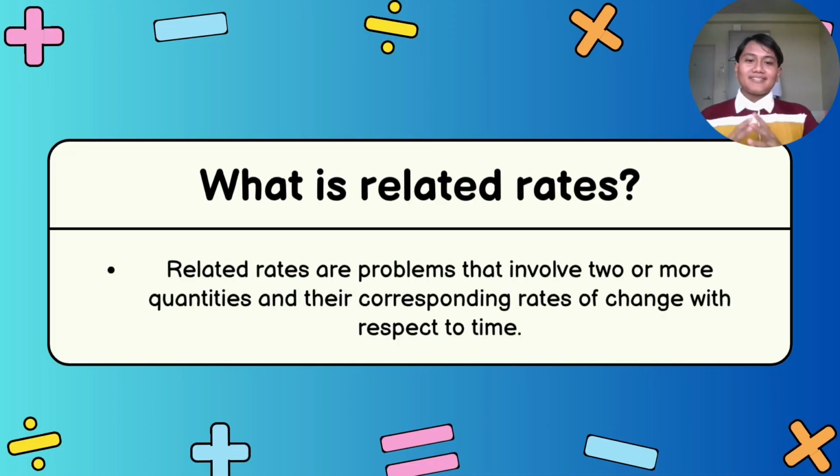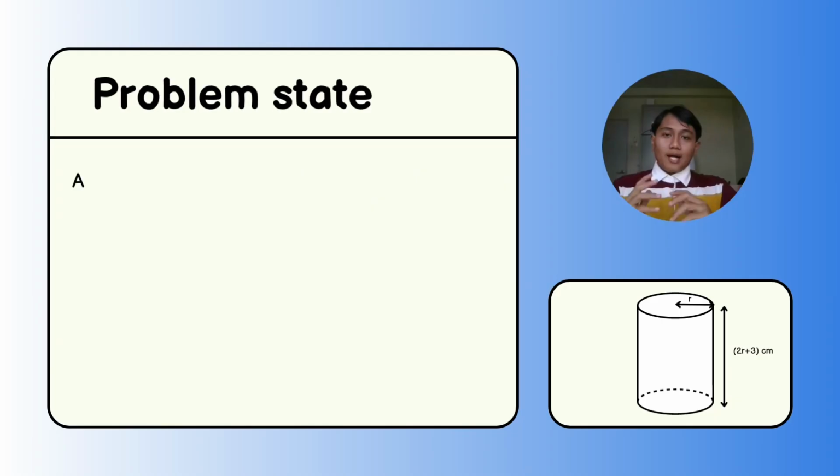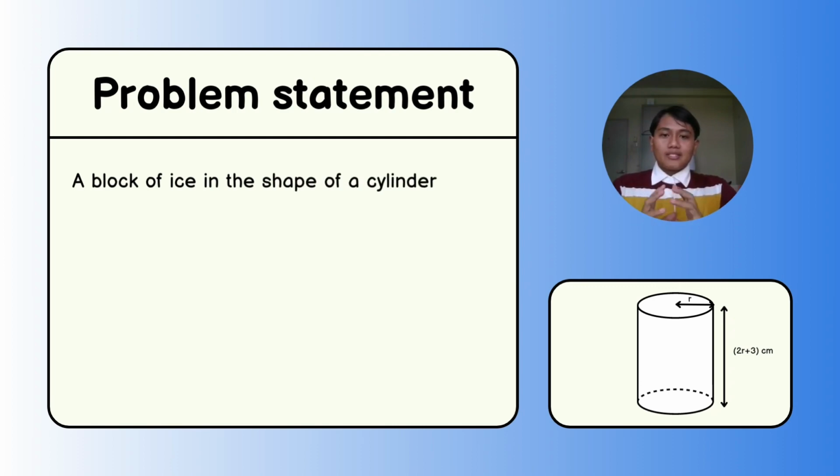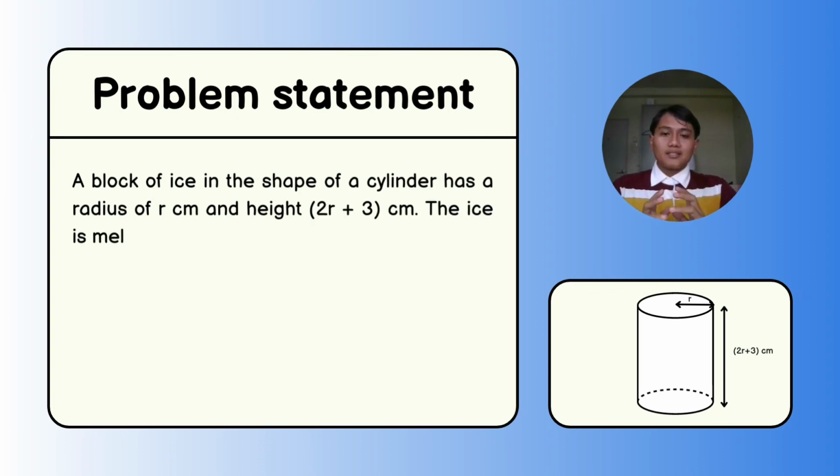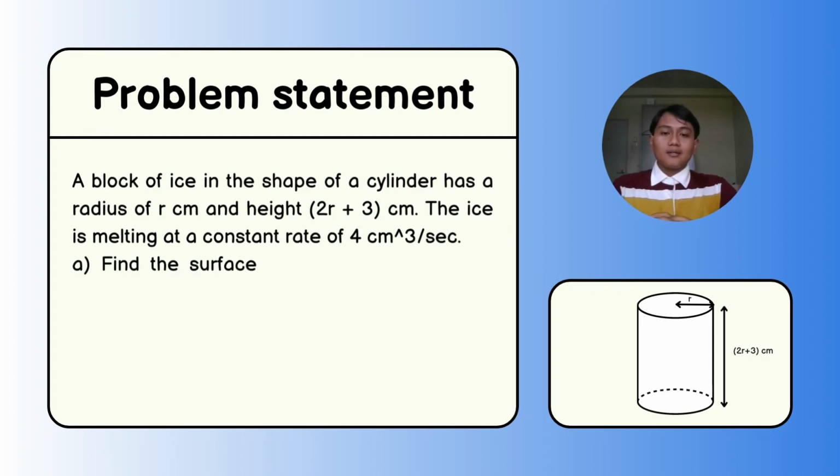What is related rate? Related rates are problems that involve two or more quantities and their corresponding rates of change with respect to time. Our problem statement is: a block of ice in the shape of a cylinder has a radius of r centimeters and height 2r plus 3 centimeters. The ice is melting at a constant rate of 4 cubic centimeters per second.